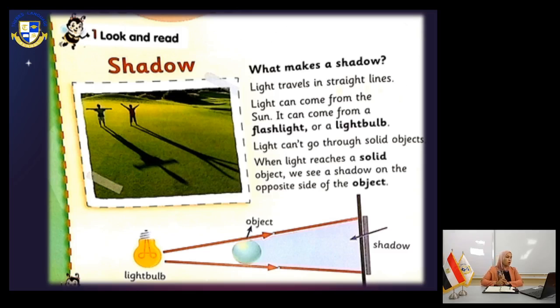When light reaches a solid object, we see a shadow on the opposite side of the object. Look at the picture below. Here I have the light bulb. I have the object in front of it. On the opposite side, it forms its shadow, because the light doesn't go through the solid object, so it forms the shadow of this object on the opposite side.